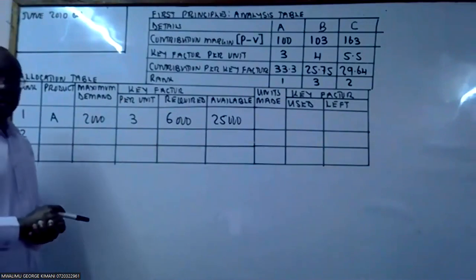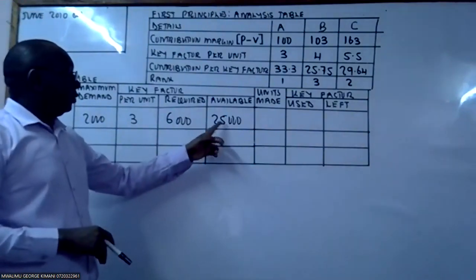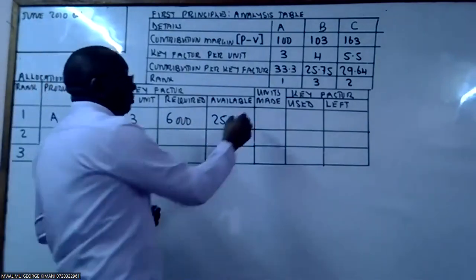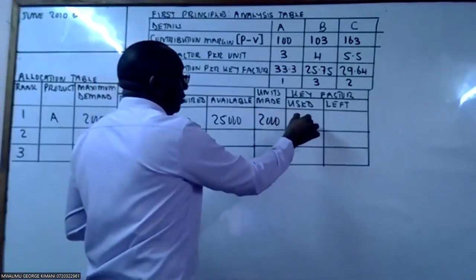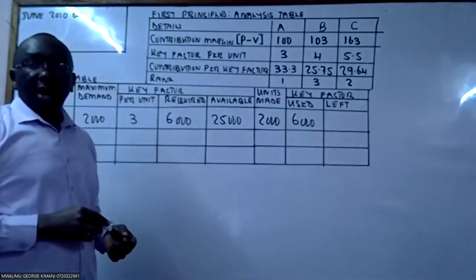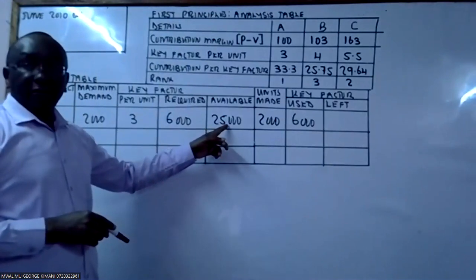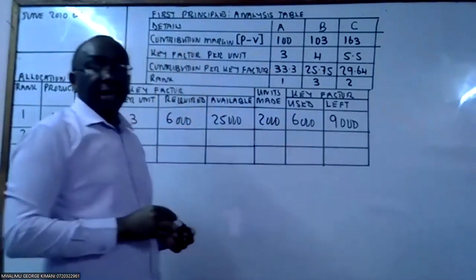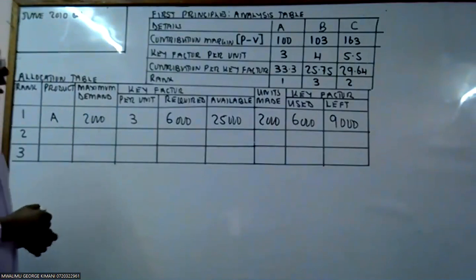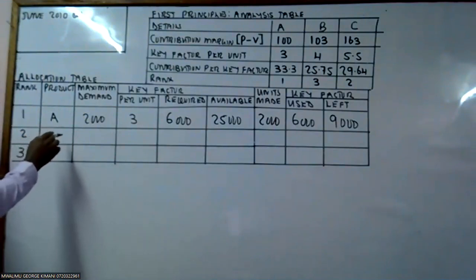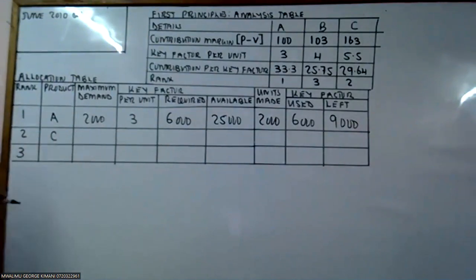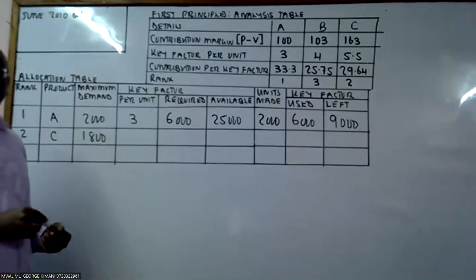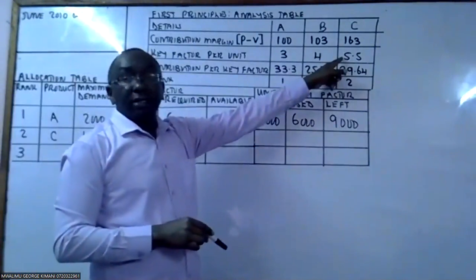So how many units can we make? We have a whole 25,000 and we only require 6,000. That means we can afford it comfortably, so we make all the units that we require. We make the 2,000, and in so doing, we will have used 6,000. Out of these 25,000, you are now left with 19,000. Let's go to the second one. The second product is product C. Product C has a maximum demand of 1,800, and according to our workings, the key factor per unit is 5.5.